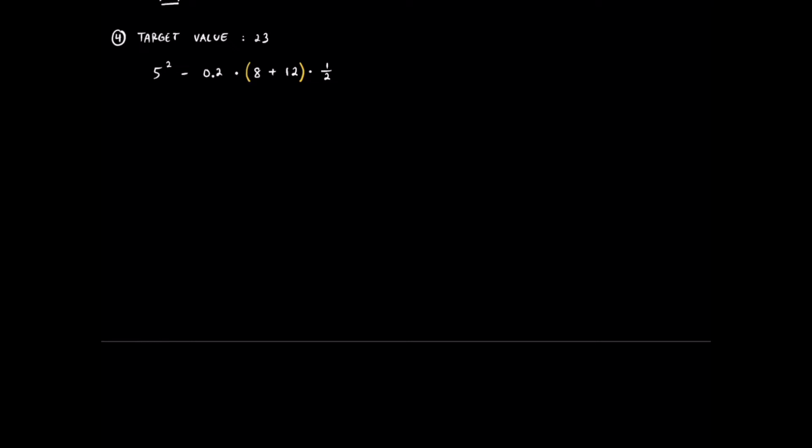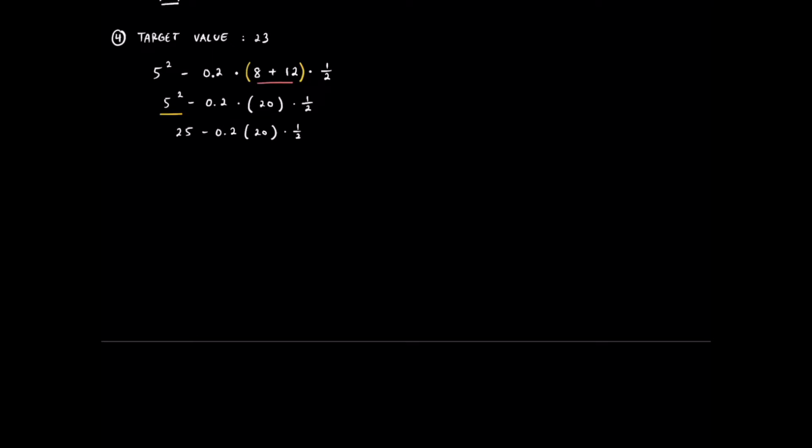So if you do this 8 plus 12, that would have to go first, right? So that would be 5 squared minus 0.2 times, what's 8 plus 12? That's going to be 20. And then we still have to multiply this by half over here. And then now that we did parentheses, what would we do next? Well, we would go ahead and do this 5 squared. That's going to be 25 minus 0.2 times 20 times 1/2.